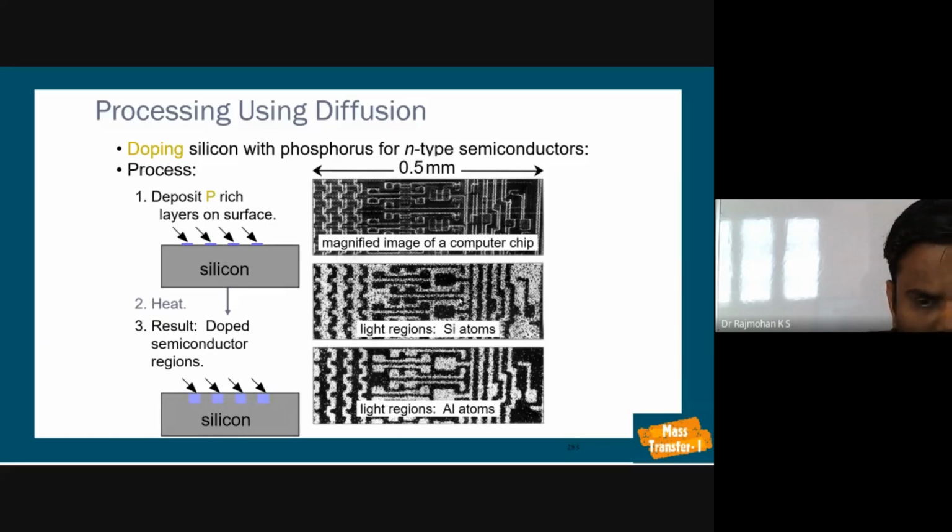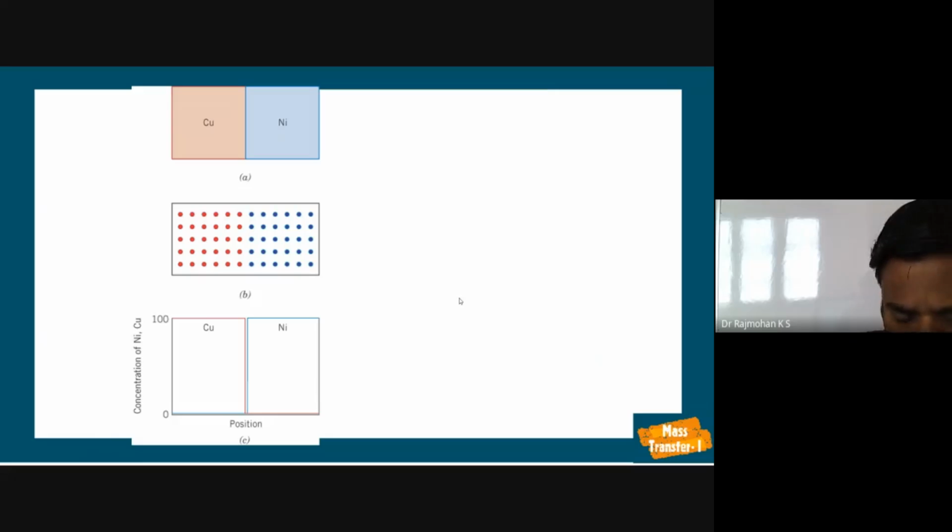You can see that we deposit some layers on the surface and have doping done on the surface. And if you want to look at how diffusion actually takes place in solids, take two dissimilar metals, for example copper and nickel, and put them in contact. What will happen with time? Here are atoms of copper, there are atoms of nickel. Here it is very high, pure copper, and there pure nickel. Obviously the atoms will try to move from the higher concentration region to the lower concentration region.